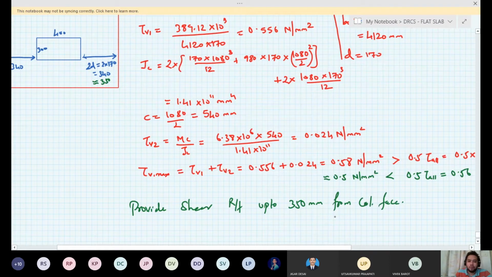Okay, now what amount of shear reinforcement is to be provided? For that we have to calculate the shear reinforcement. So now let us design the shear reinforcement.